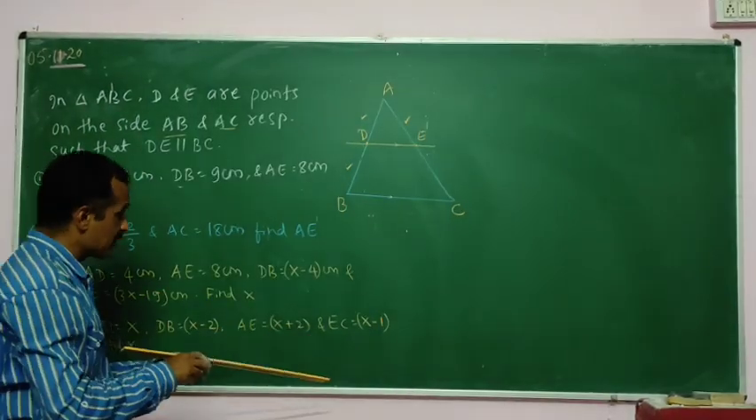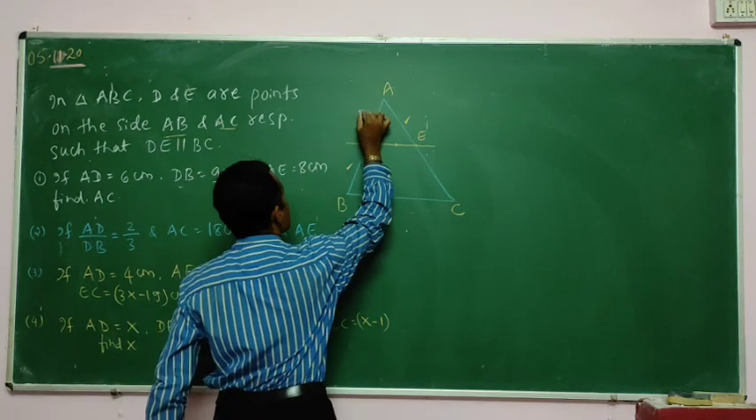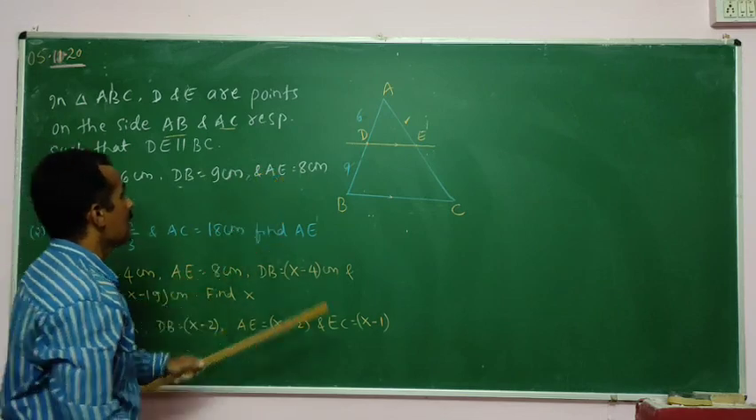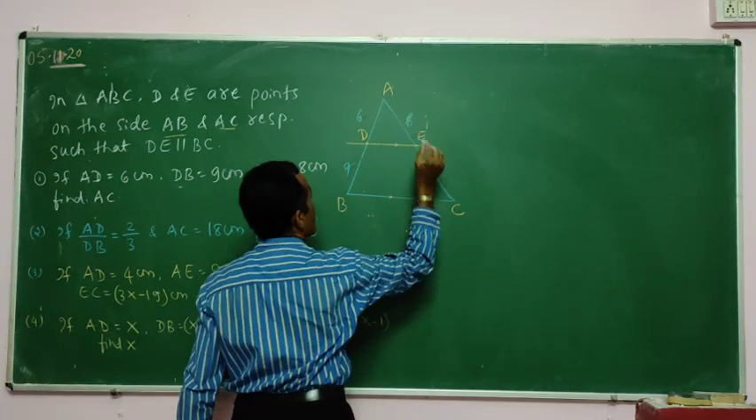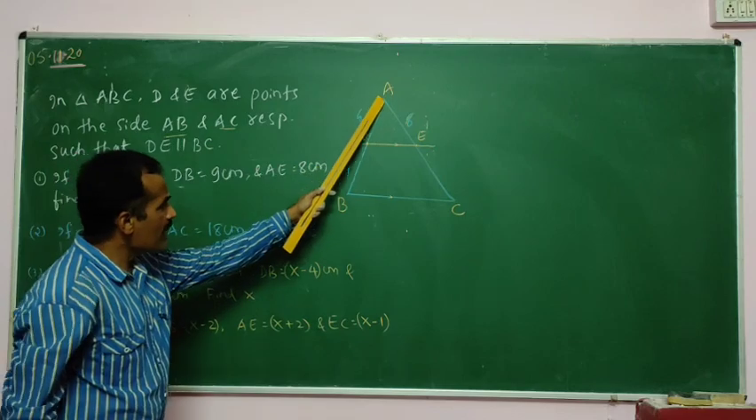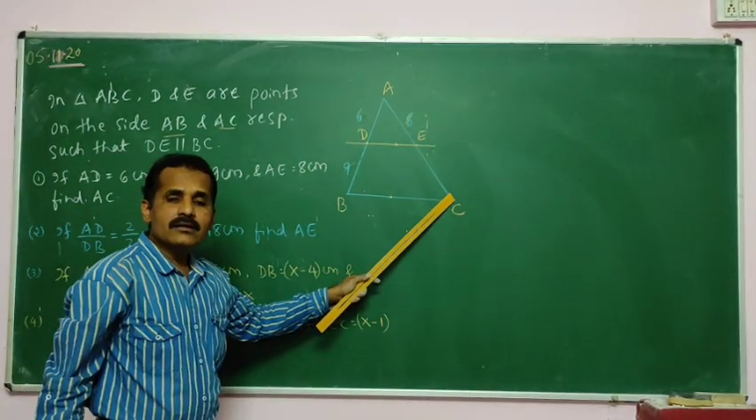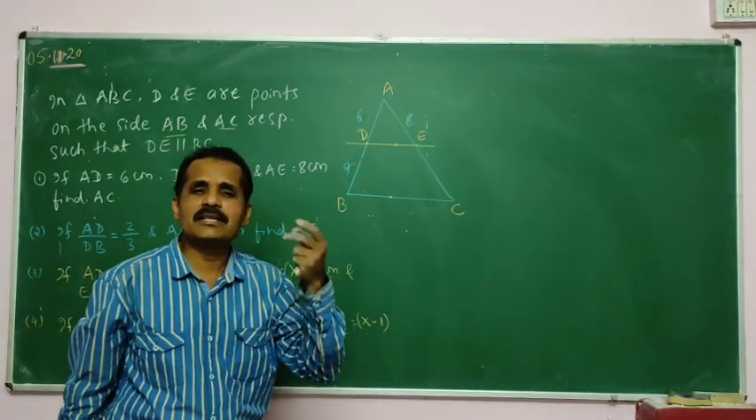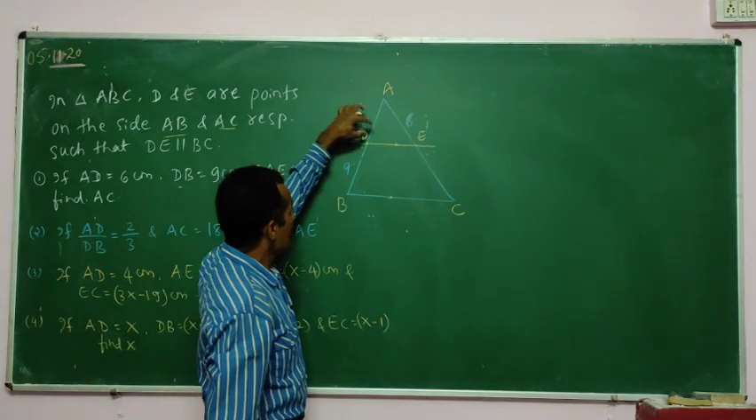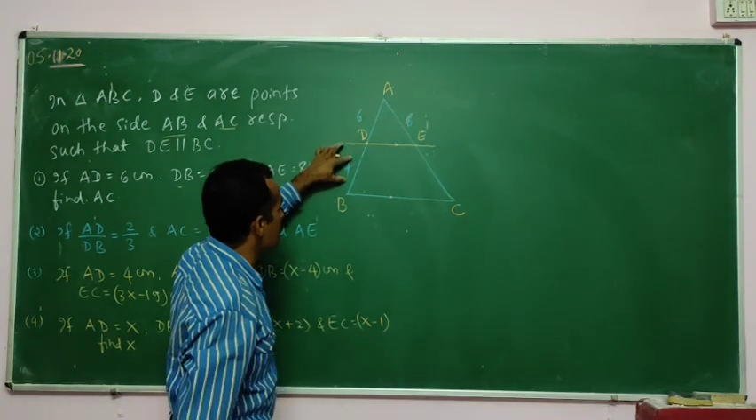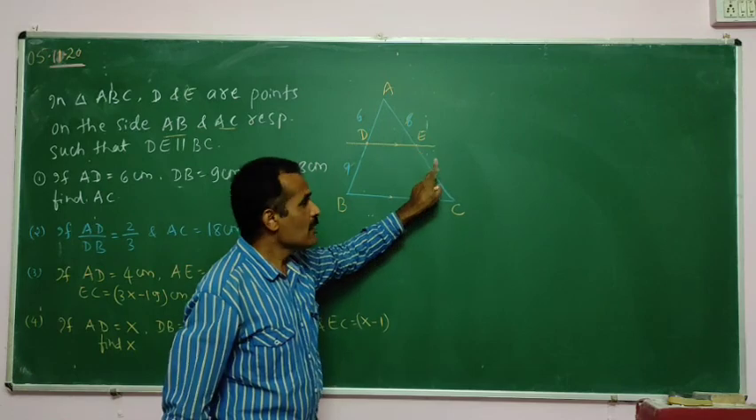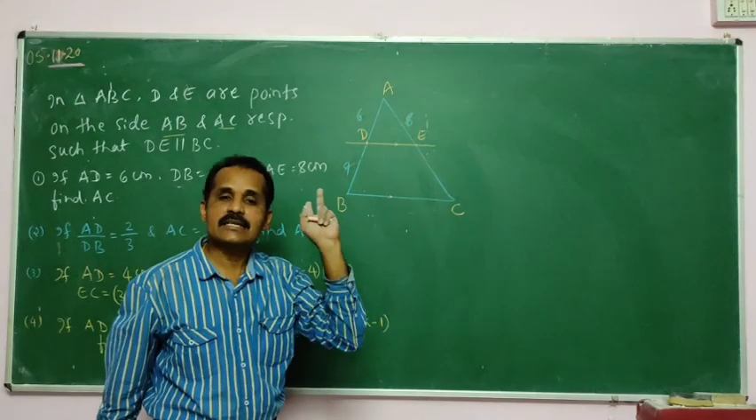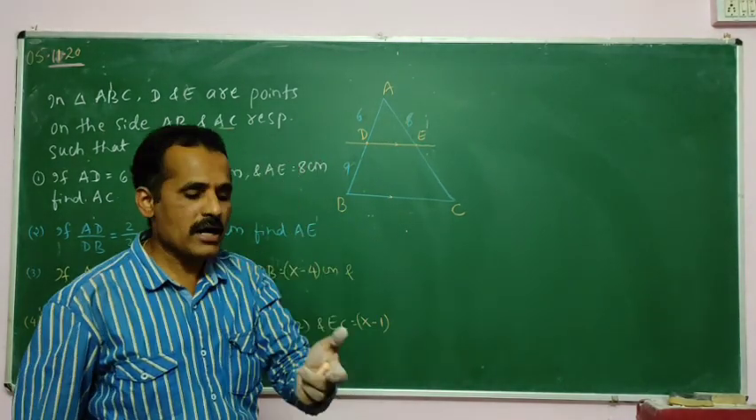See what I will do. I will write here first: AD 6 cm, DB 9 cm, AE 8 cm. Find AC. What can I do, my dear children? I can apply directly the basic proportionality theorem. It says if these two are parallel, then AD by DB is equal to AE by EC. First you find the length of EC, add both, and you get the length of AC. That is the end of the problem. This is a simple 2 marks question in the examination.